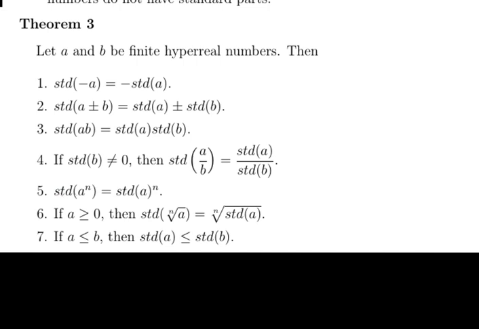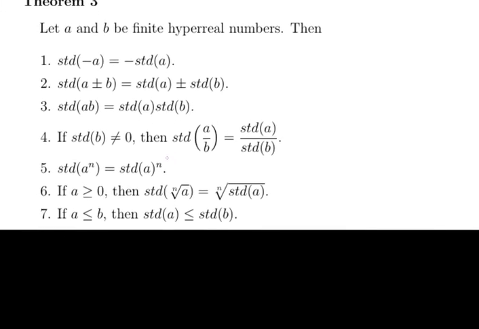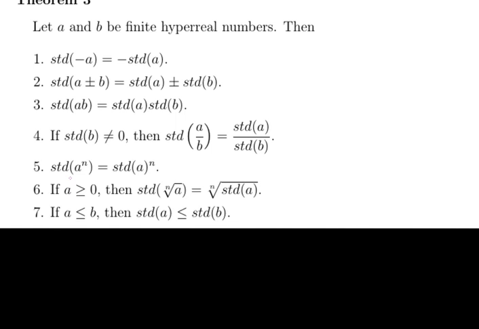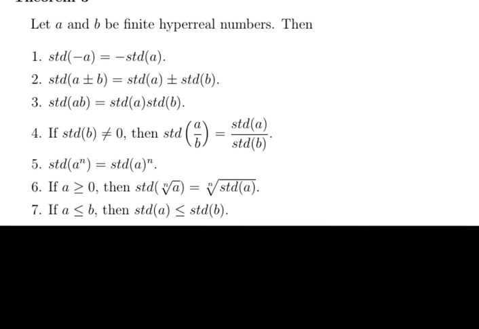The fifth part of the theorem says that standard part distributes across exponents. So the standard part of a raised to the n is the same as the standard part of a raised to the n. If a is positive, so we can take roots, then it also distributes across roots, and it preserves inequality. If a is less than or equal to b, then the standard part of a is less than or equal to the standard part of b.